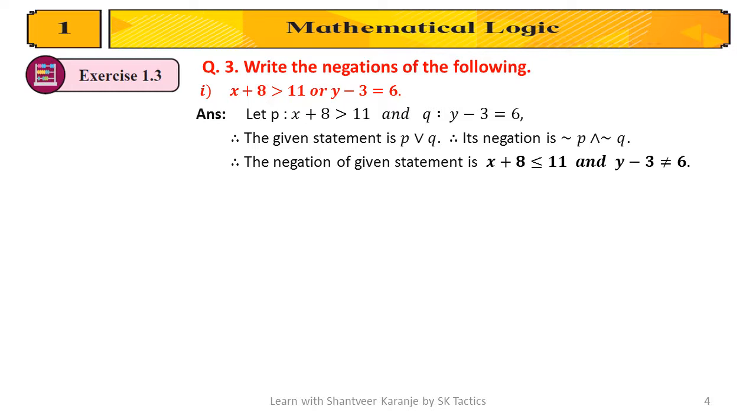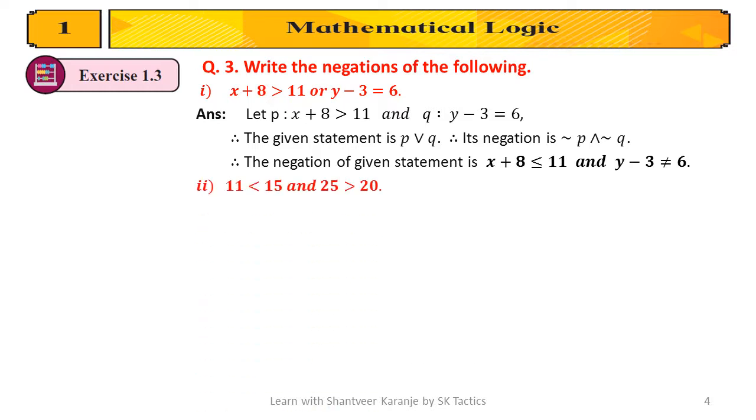So the negation of Q is y minus 3 is not equal to 6, and there is "and" in between those two statements. Instead of "or", it is converted into "and". Like this, you can find the negation of any statement.